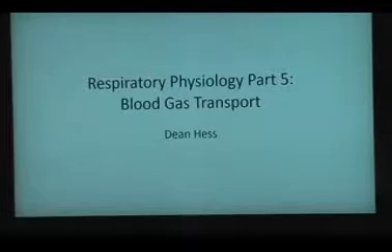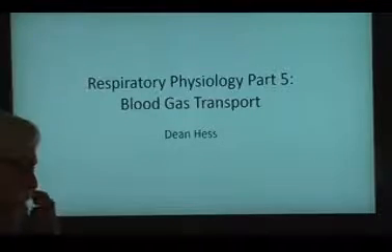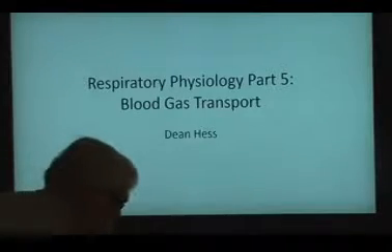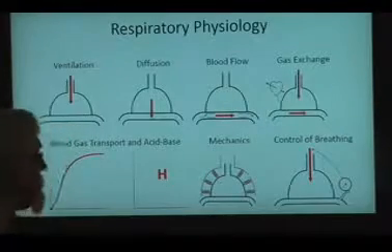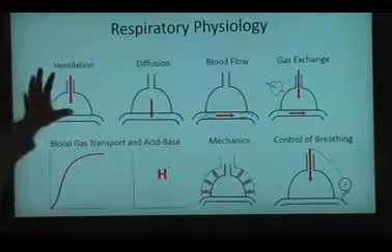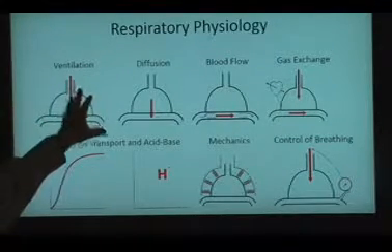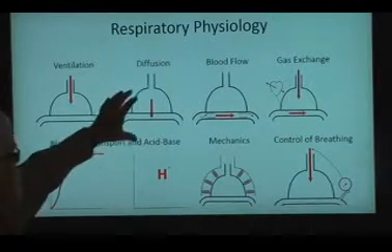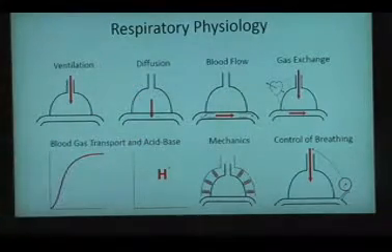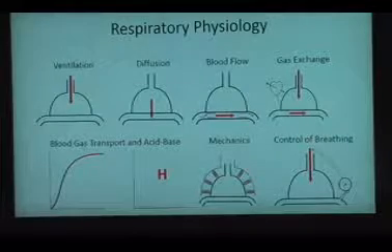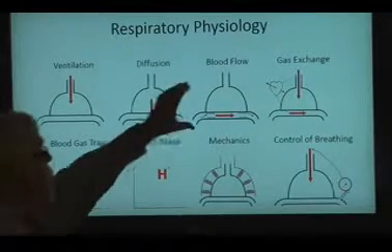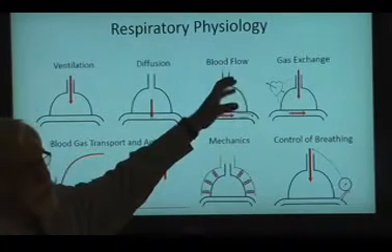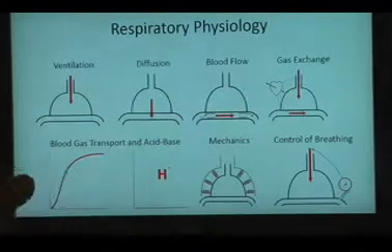So to continue our respiratory physiology series, we're up to number 5, where we will talk about blood gas transport. So far we've talked about ventilation, and that had a lot to do with dead space and so forth. And then we talked about diffusion across the alveolar capillary membrane. Then we talked about blood flow through the lungs. Then we talked about gas exchange and VQ relationships and so forth.